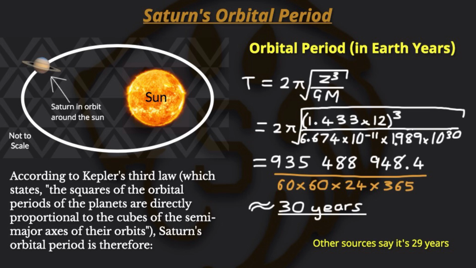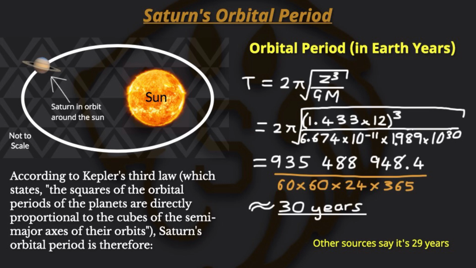That is multiplied by the square root of the cube of the semi-major axis over the product of the gravitational constant and the mass of the sun. Those values are plugged in there. We looked at those values before, and then we get our value for the period in seconds, which is 935,488,948.4 seconds. Now to convert to years, we have to divide that value by 60 seconds so that we convert it to minutes. Then we divide by 60 minutes again. That's why we're multiplying all those values in the denominator.